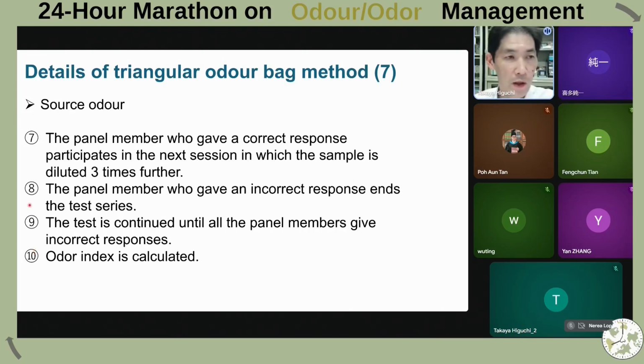On the other hand, in case of source odor, the panel member who gave a correct response participates in the next session, in which the sample is diluted 3 times further. Then the panel member who gave an incorrect response ends the test series. The test is continued until all the panel members give incorrect responses, and odor index is calculated. These are the detailed measurement procedures.